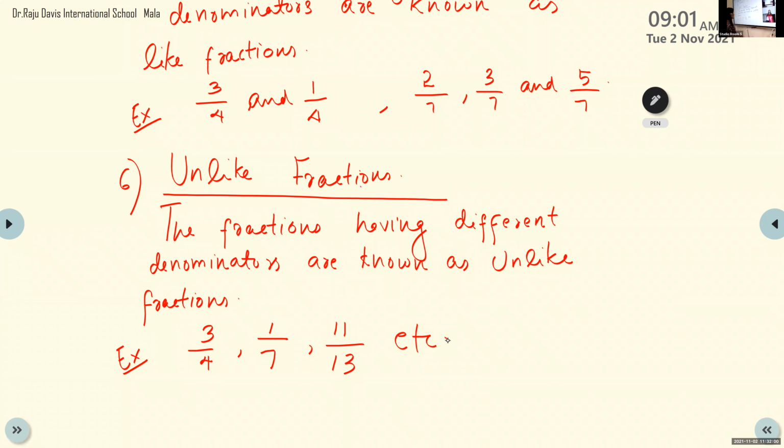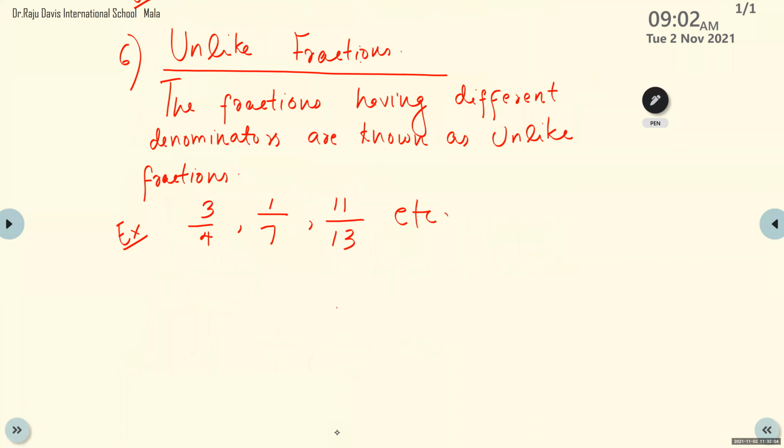Next one is equivalent fractions. What do you mean by equivalent fractions? Two or more fractions that are equal. Both fractions will be equal. Fractions that are equal. Can you tell one example?